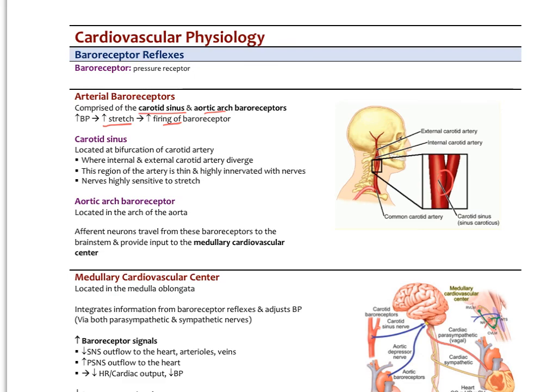This is why massaging that area in the neck, as we'll see, will actually artificially trigger stretch. As a result of that, what that's going to do is send impulses back to the brain, basically telling the brain, hey, there's too much pressure in your system, and they're going to increase your parasympathetic output. And that's why we can actually get an increased vagal response by massaging the carotid sinus.